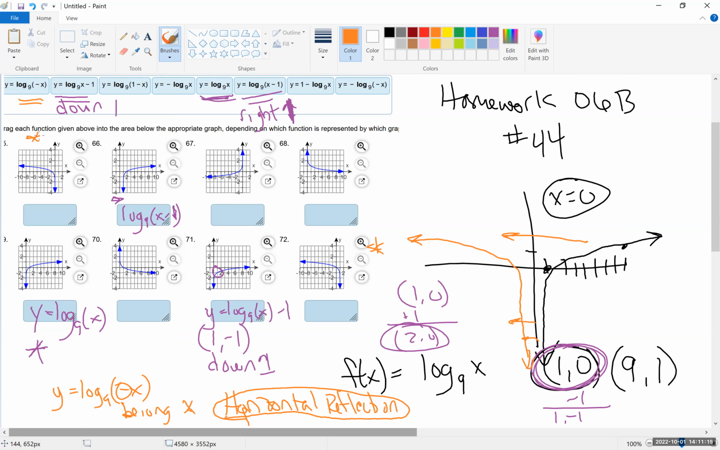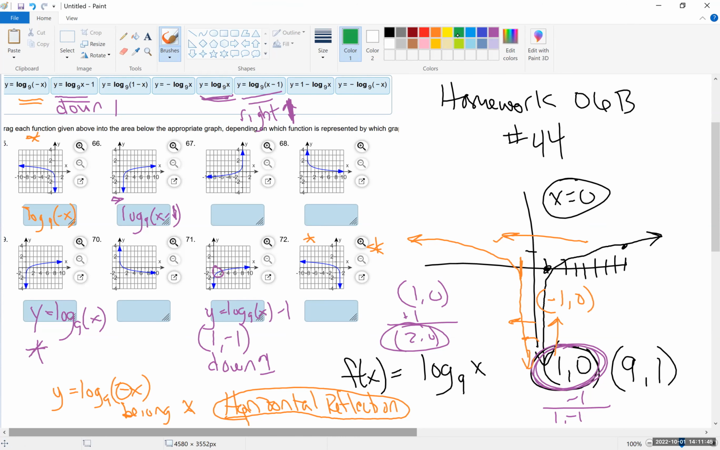So we want the one that goes through the point -1, 0. Because if we change the sign of the x's, we get -1, 0. Which one goes through negative? So this one looks like it goes through 0, 0. This one looks like it goes through -1, 0. So this one is going to be log base 9 of negative x.